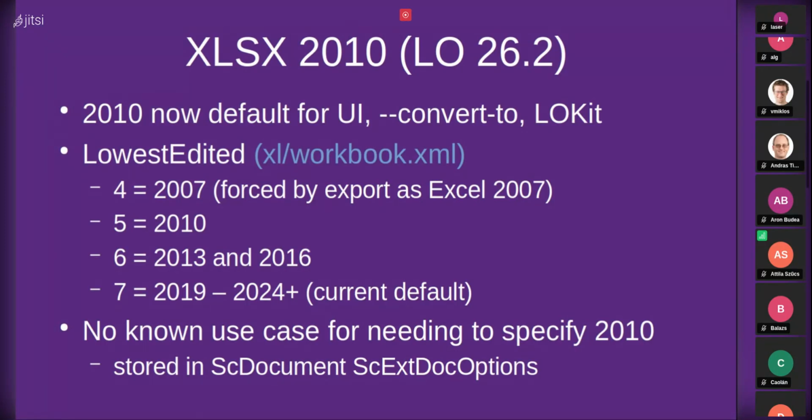Okay. So now we're going to do something similar for Excel. And this has just happened in the last month or so. Up till this point, we've always been saving using the Excel 2007 filter. So 2010 is now going to be the default for everything, basically: the UI, for Convert to, and for Collabora Online, LibreOffice Kit.